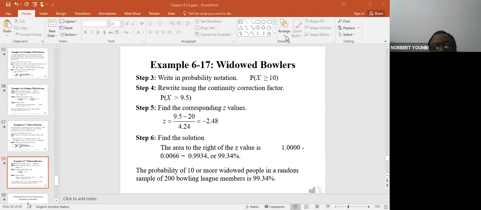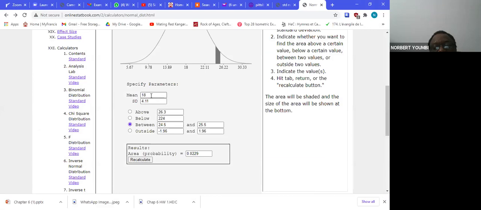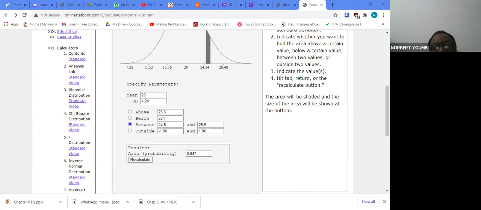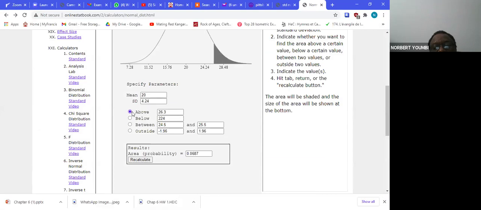Google calculator here, and we have a mean of 20 and a standard deviation of 4.24. We want x above 9.5. So we have x above 9.5, 0.9934.